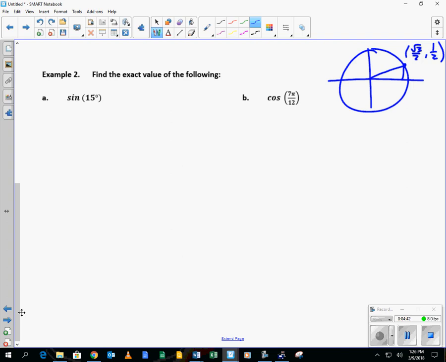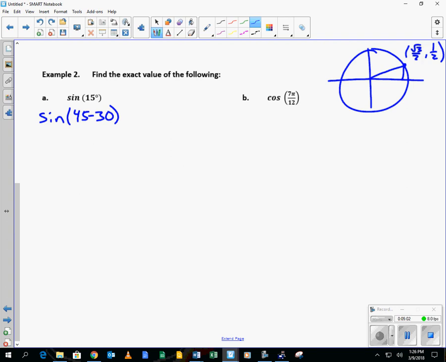So he said sine is the y value, so it's 1/2. So there are two angles that either add or subtract to 15 that we know the exact values of. 45 and 30. Thank you, Grace. So we've got sine of 45 minus 30.